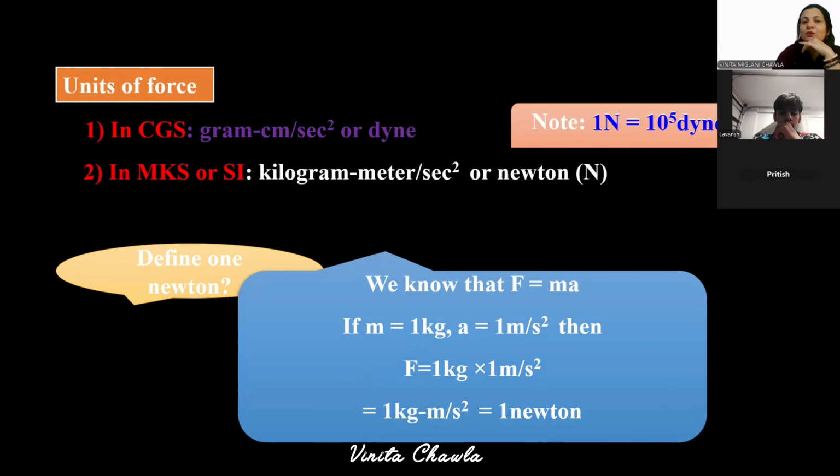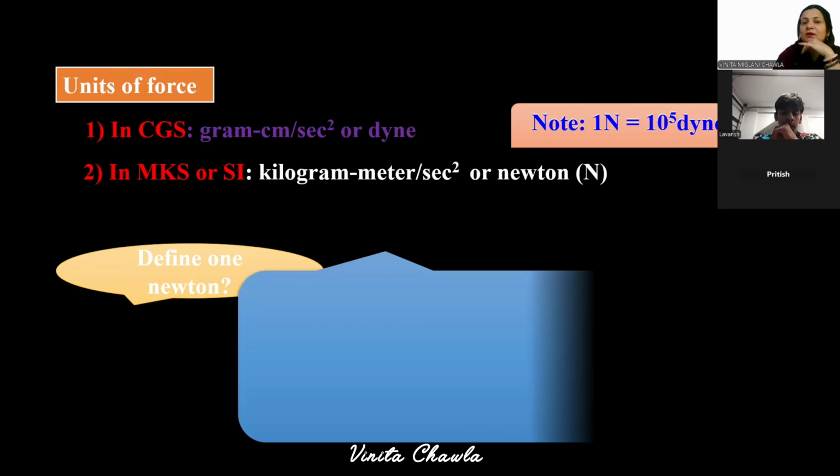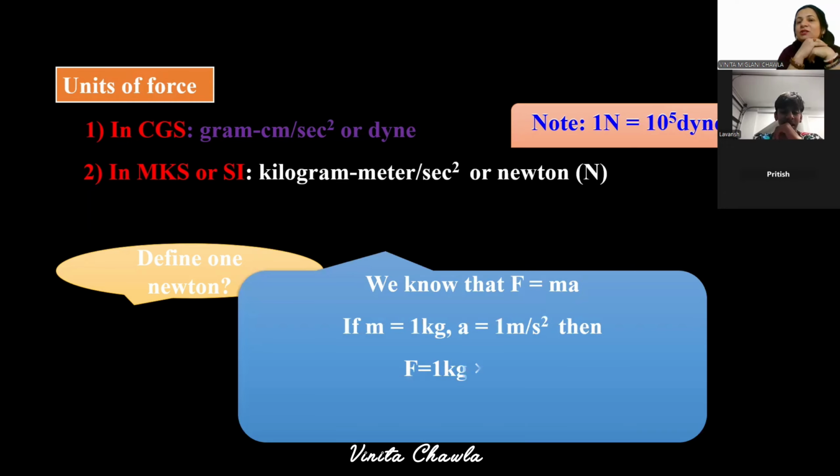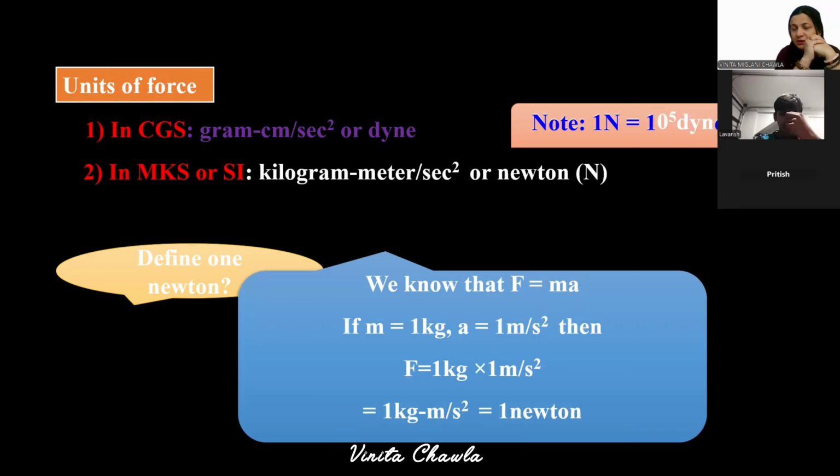So if m is equal to 1 kg and acceleration is 1 meter per second square, because F is equal to ma, on putting these two values in the formula of force, you will get the value of force. It is 1 kilogram meter per second square, or 1 Newton.